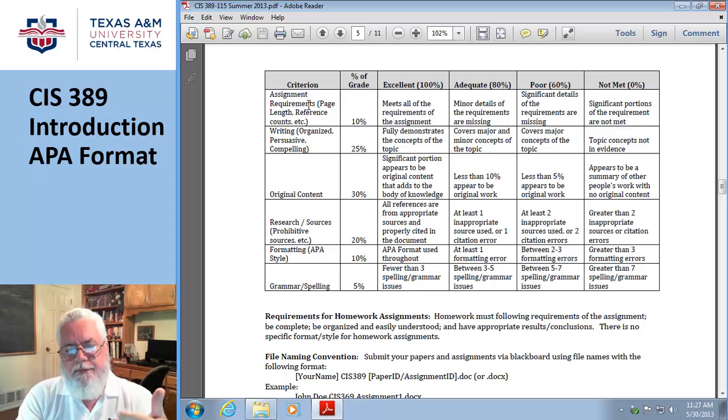I'm very interested in original content and your ability to understand the topic. Yep, those are the hot buttons. Followed by, did you do your research correctly? Followed by, did you meet the requirements? Did you do formatting? And last, can you spell?